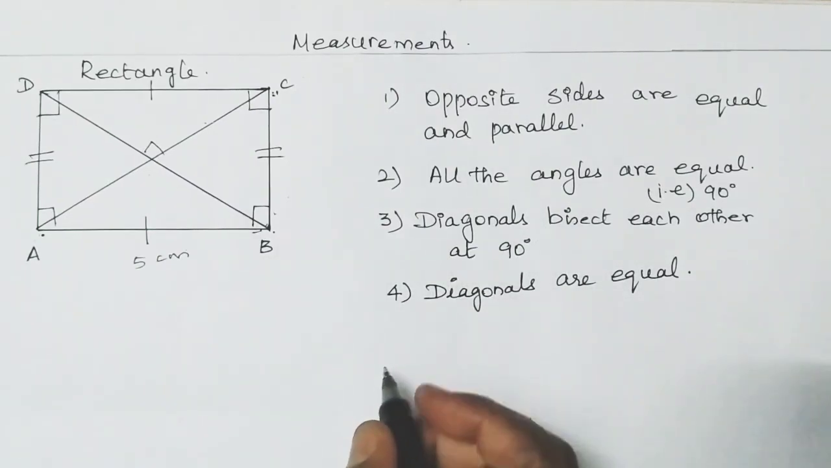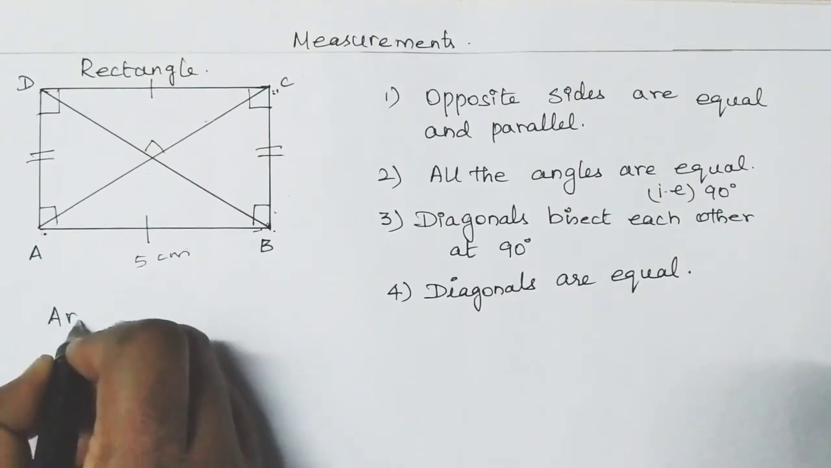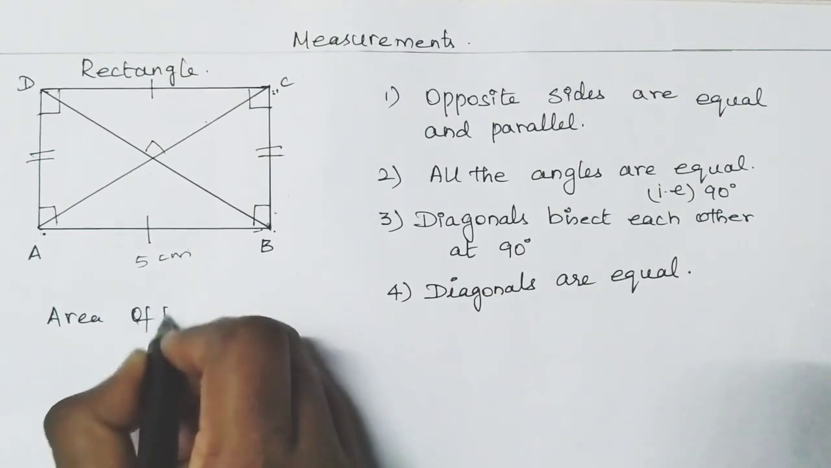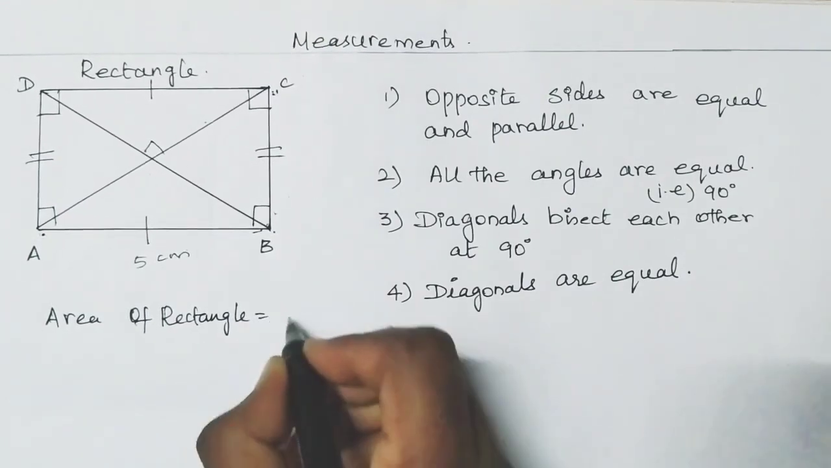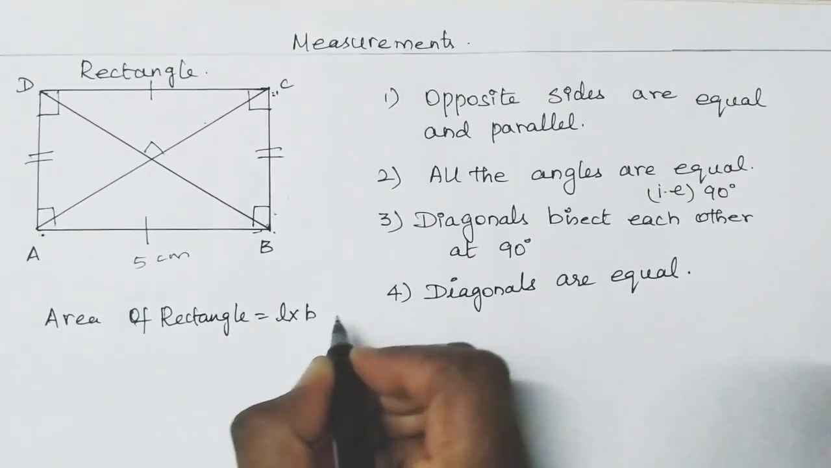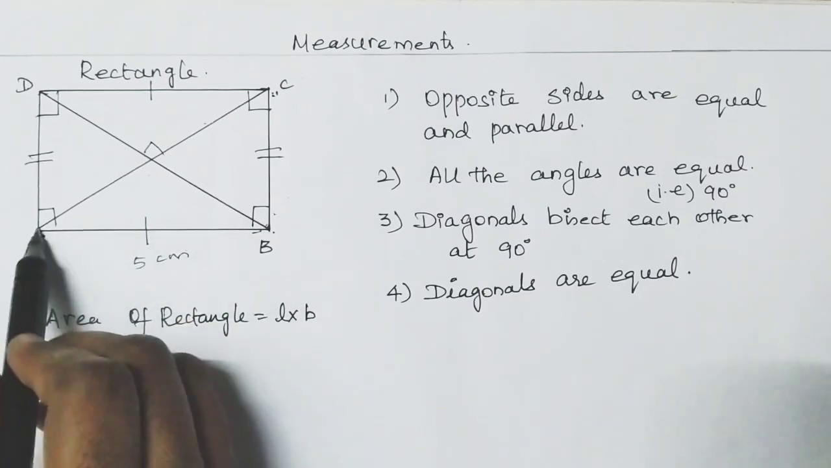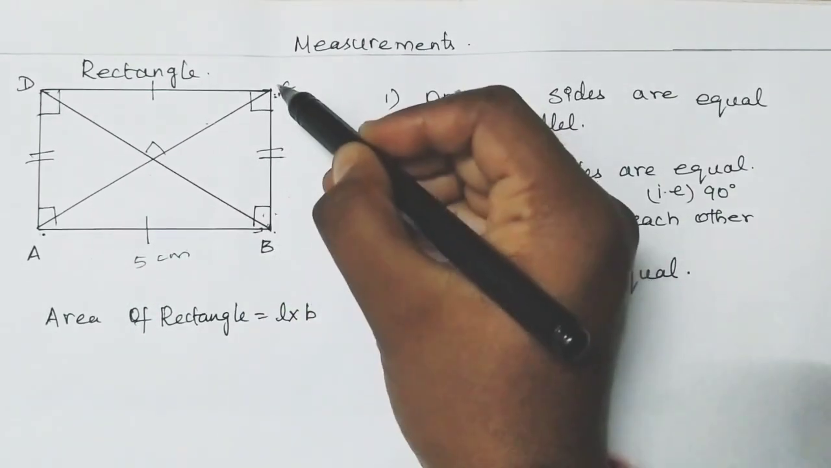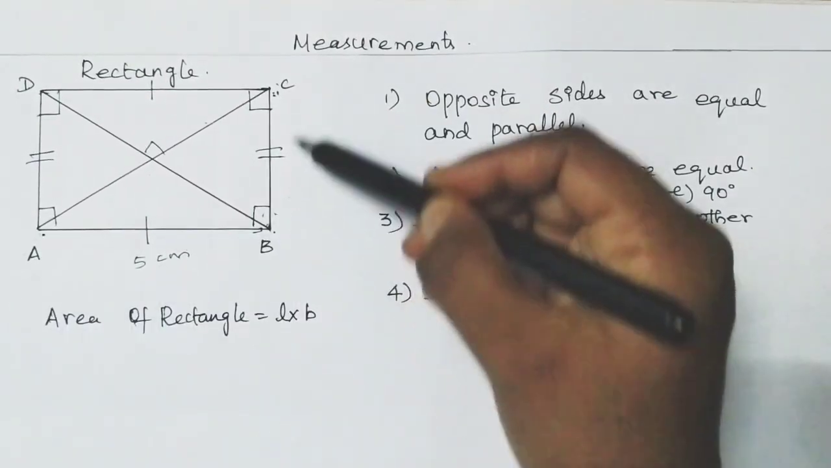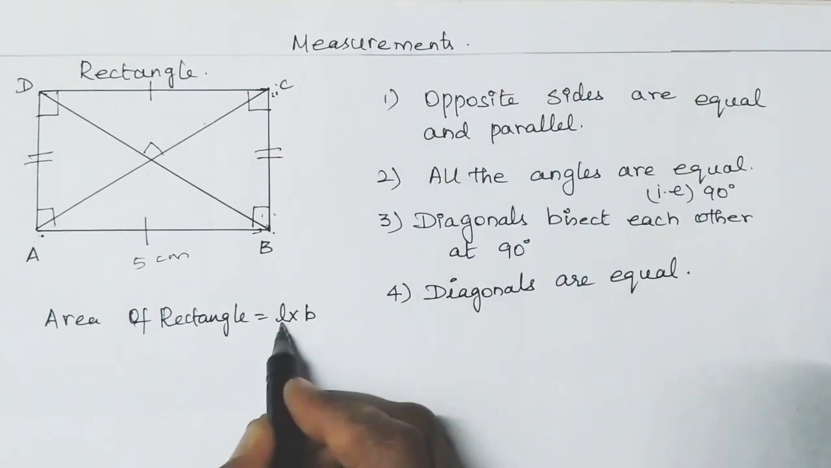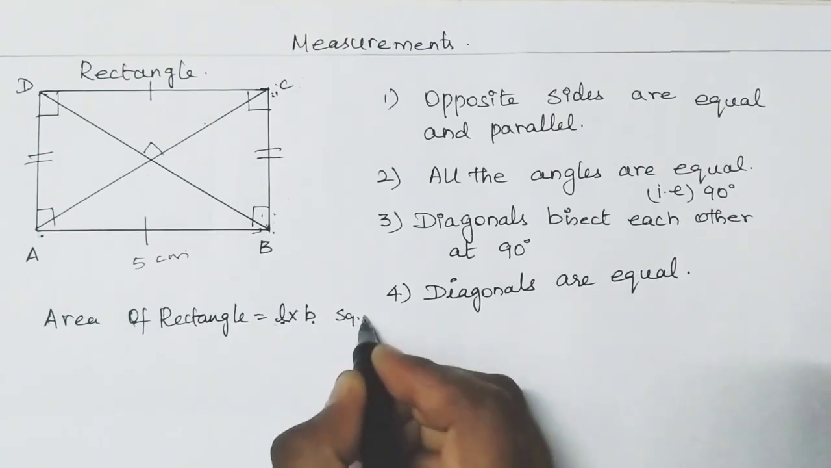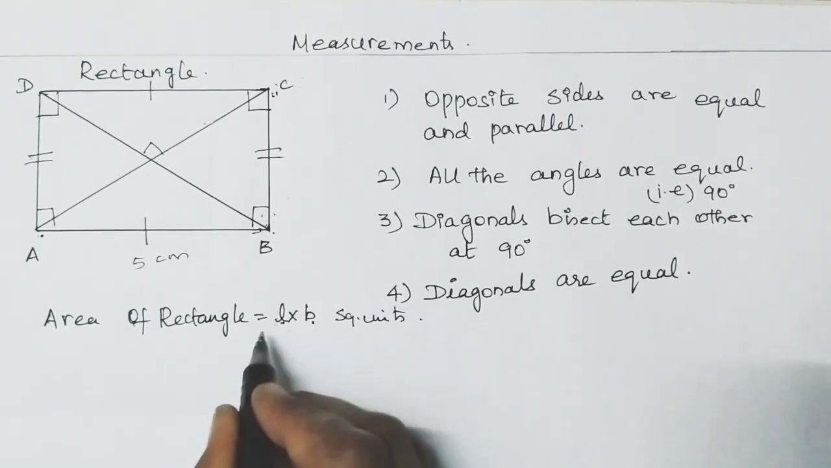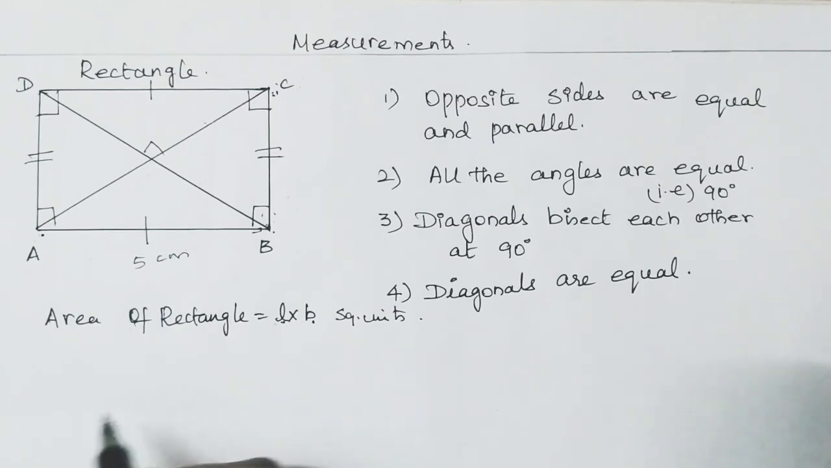Now, area of a rectangle. Area of rectangle is equal to length into breadth square units. This is the length and this is the breadth. Length is denoted by L and breadth is denoted by B. So L into B square units. Length into breadth square units.